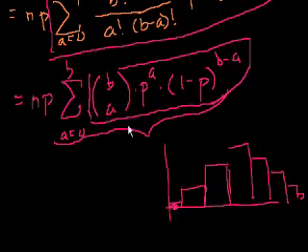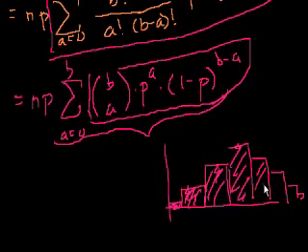When a equals 0, it's this term. When a equals 1, it's this term. When a equals 2, it's this term, all the way to b terms. But we're summing them up. So we're summing all the probabilities, right? We're summing over all of the values that our random variable can take. So if we sum up all the probabilities that a random variable can take, this is going to sum up to 1, right?